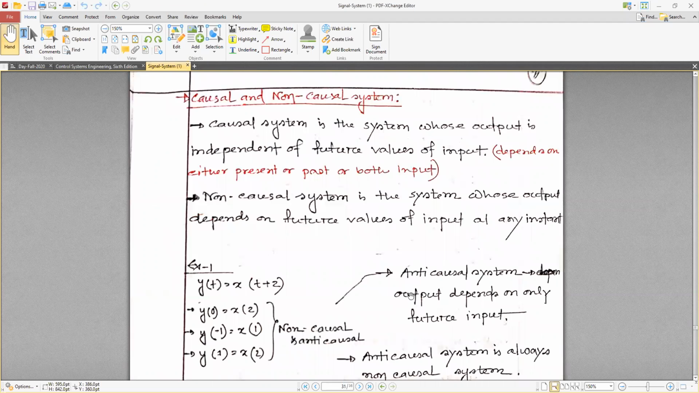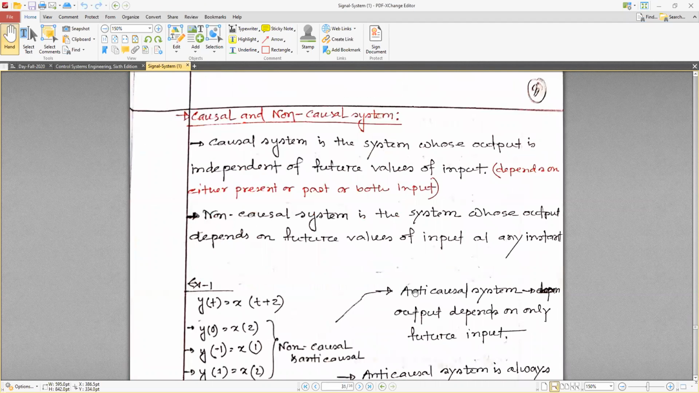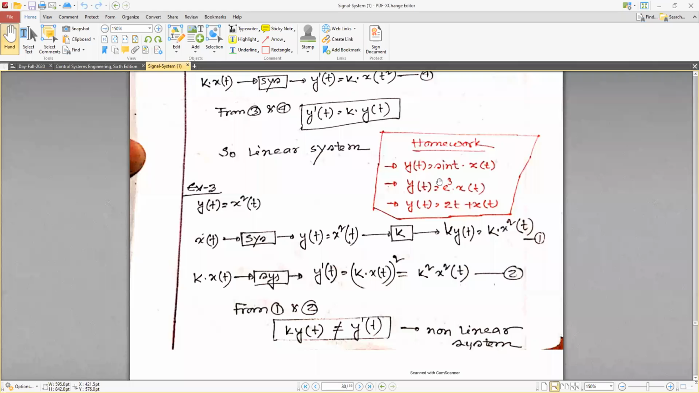Now again, another thing, causal and non-causal systems. You just check these things. y(t) is equal to sin t times x(t). y(t) is equal to e cubed x(t). y(t) is 2t plus x(t). Okay, check this at your home.